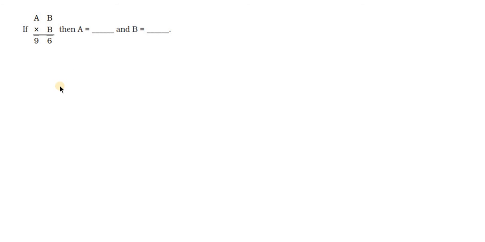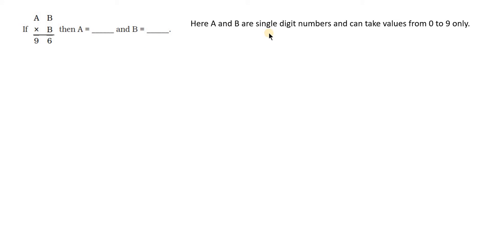But you will have to find the answer in a deliberate way using the methods of generalization of numbers, the generalized form of numbers. So we will attempt to do them in some deliberate way of finding the missing digits. So here, A and B are single digit numbers and can take values from 0 to 9 only, as I have said already.